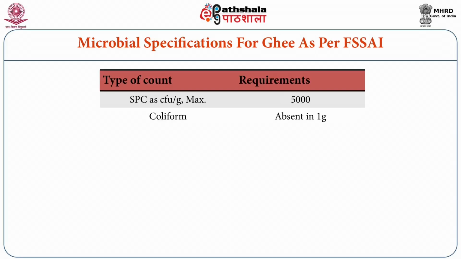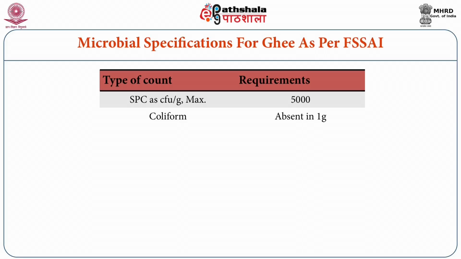If you see the standard plate count, it should be maximum 5000 per gram as colony forming units, CFU per gram. If you recall the SPC of pasteurized milk, for the same FSSAI, it is maximum 30,000 per ml. But remember here, the moisture content is very less, than 0.5. Even bacteria need water to thrive, and hence you can see such a small CFU per gram limit of 5000 per gram.